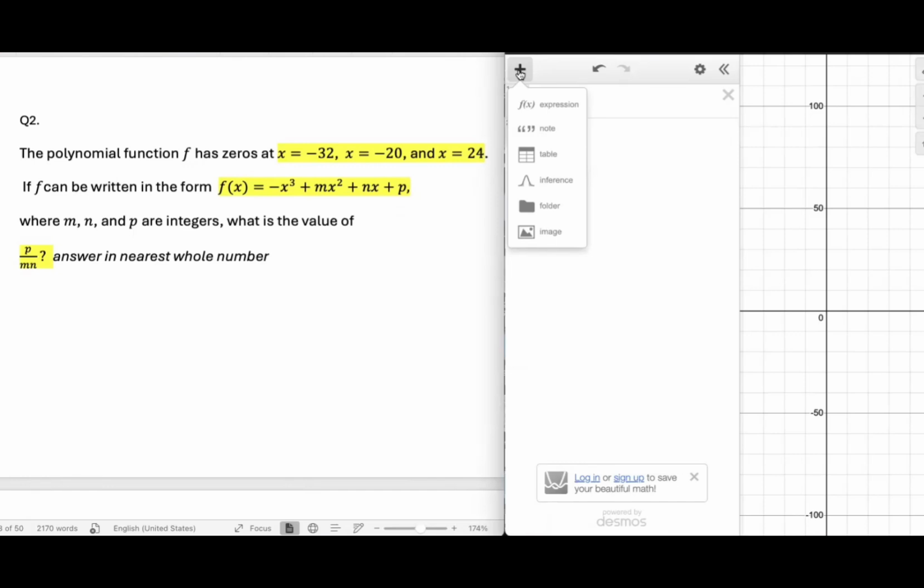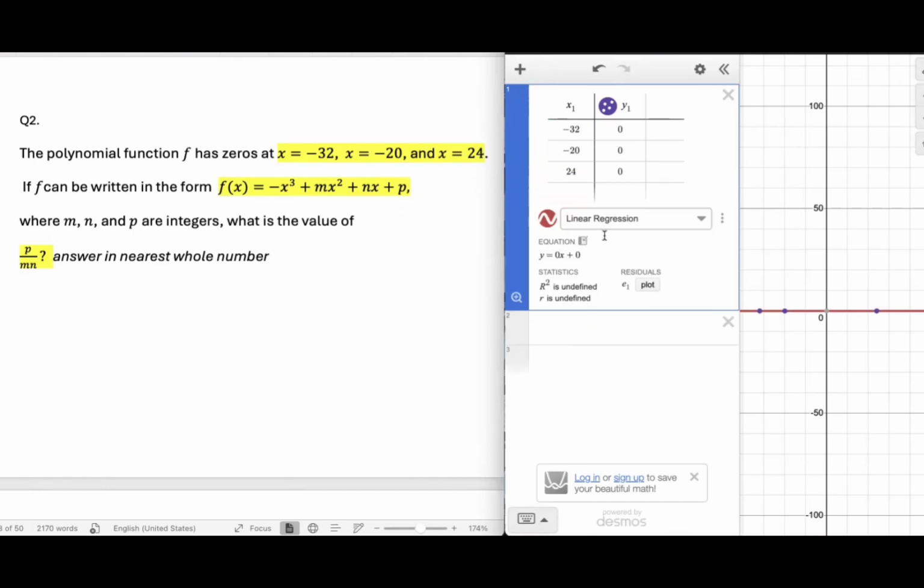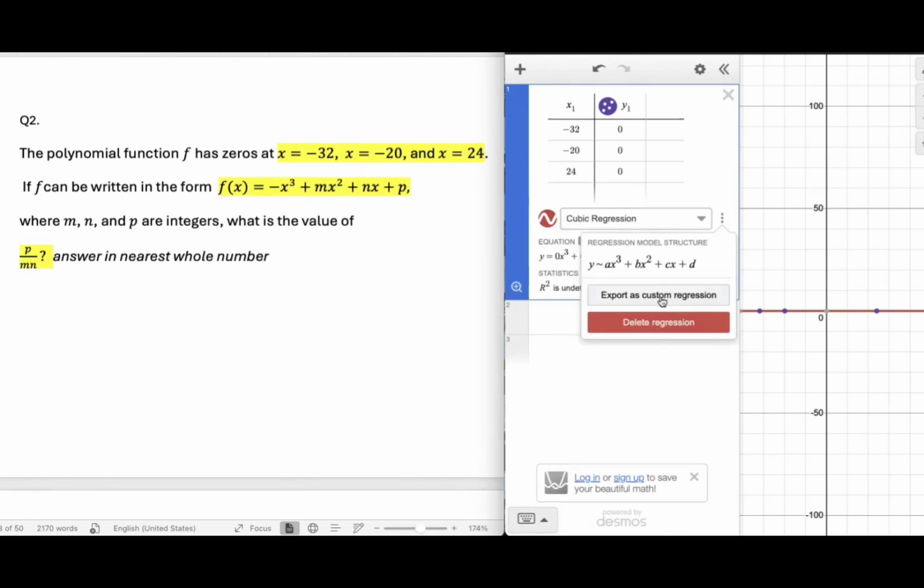So like I said, those are zeros, and therefore they are coordinates. So you can say minus 32, right? It's like the intercept on the x-axis. Minus 20 and 24. What happened to y? y is all 0, 0, 0. And you plot your graph. It's not a linear equation because you can see, based on the form of the equation we've been given, x is raised to 3. So it's a cubic regression. So you go for cubic regression and then you can customize it.